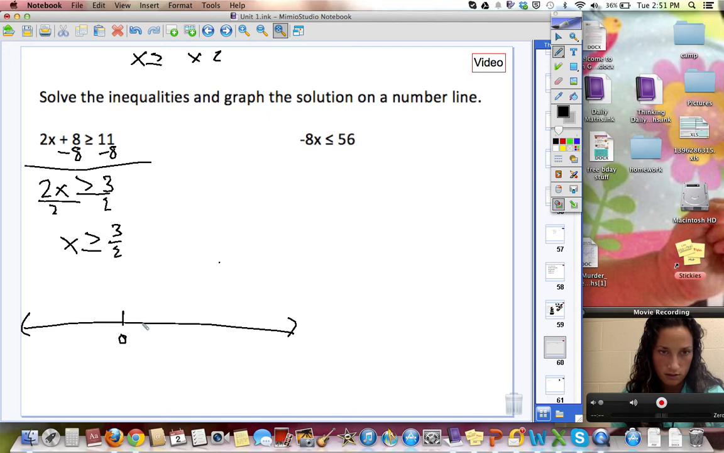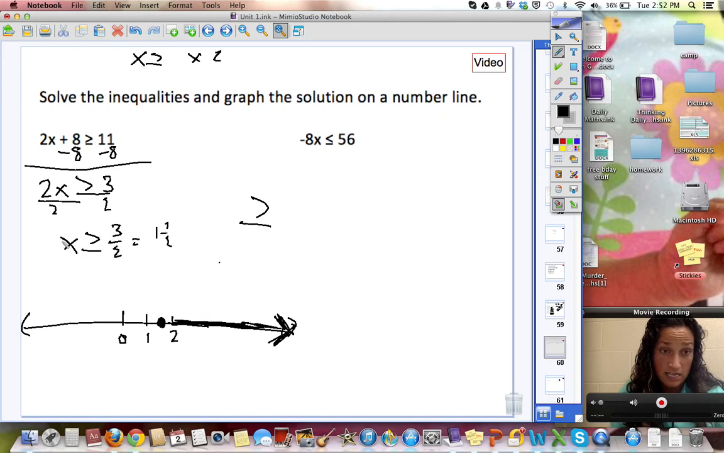here's 0, here's 1, here's 2. 3/2 is going to be what? 1.5. So that's right here. Since this is greater than or equal to, my circle is filled in. It's a filled in circle on that point. I'm including it. When it's included, it's a filled in circle, and it's greater than or equal to, so my arrow should go this way, and I kind of fill it in and draw an arrow.